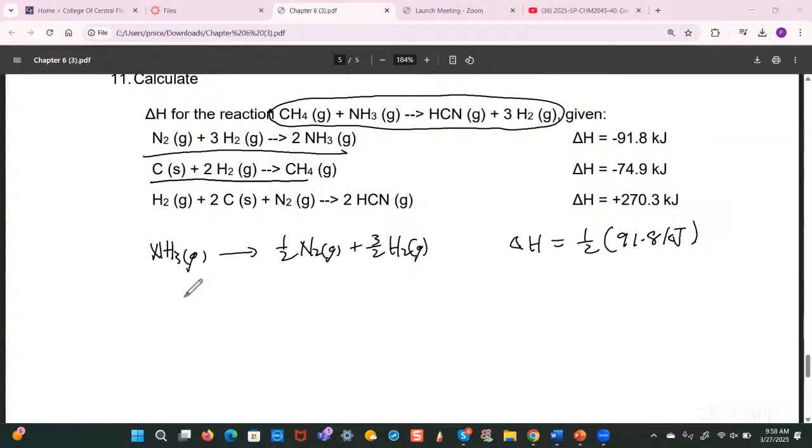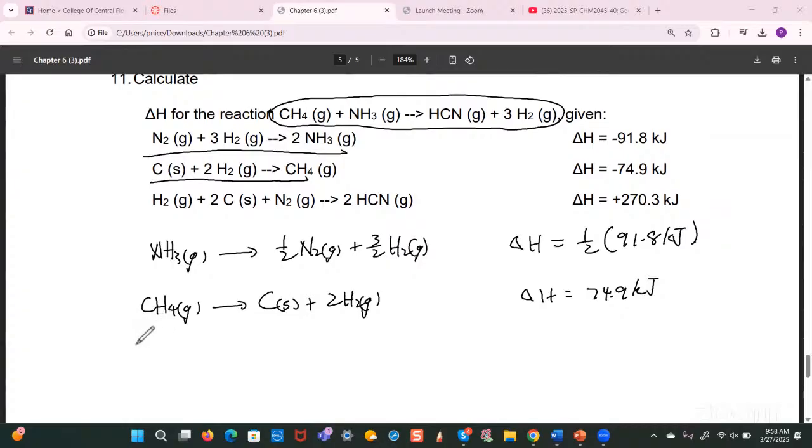What would you do to this equation? Correct, so CH4 gas to give C solid plus 2H2 gas, and delta H becomes what? Positive 74.9 kilojoules, all right? And then the last equation, what would you do to that equation?